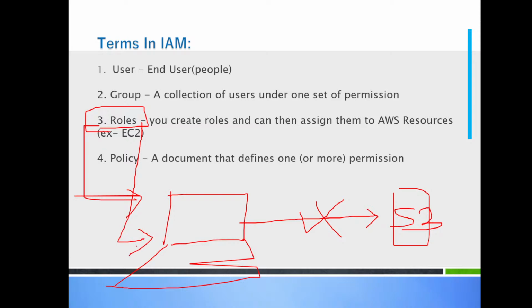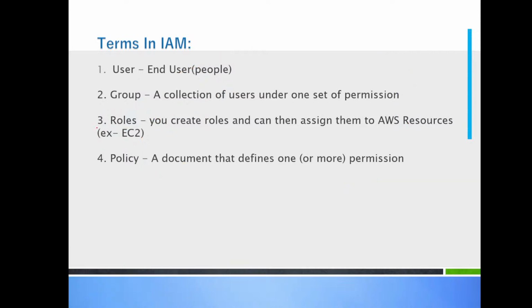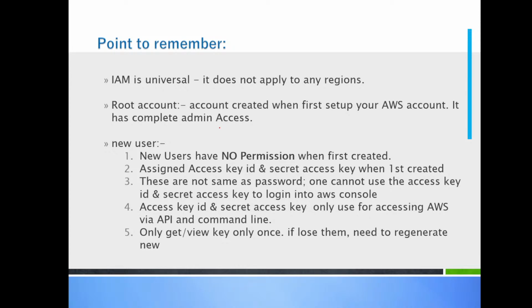Okay. So we are going to discuss more about roles in our future class. But right now, just understand these four things: user, group, role, and policy. If you're not clear with what a role is right now, don't worry, we are going to discuss roles more in our EC2 section. We are going to create multiple roles and attach them to the EC2 machine. Any question till this point?